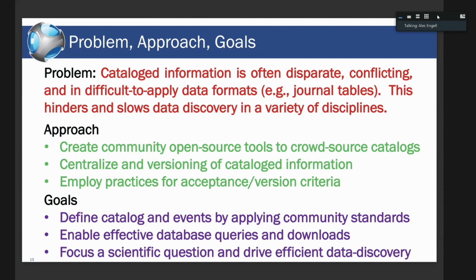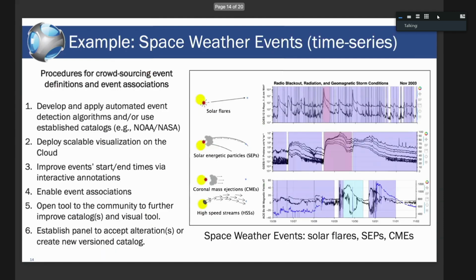or what have you. Goals: define catalogs and events by applying community standards, enable effective database queries and data downloads, and focus a scientific question and drive efficient data discovery. Okay, so example, space weather events. I already did this, but here it's written out a little bit more concretely. So I'm going to go on to the next page because I do want to give you guys time on the clock for discussion.